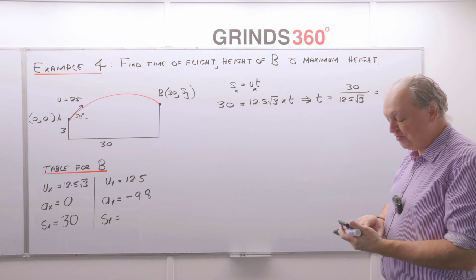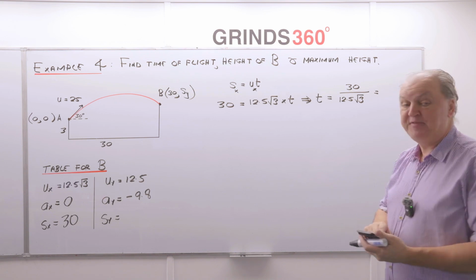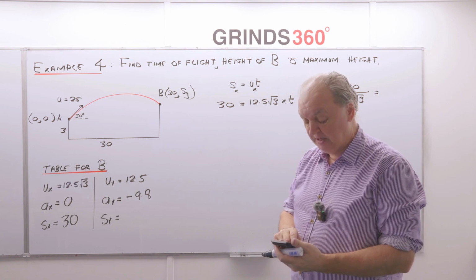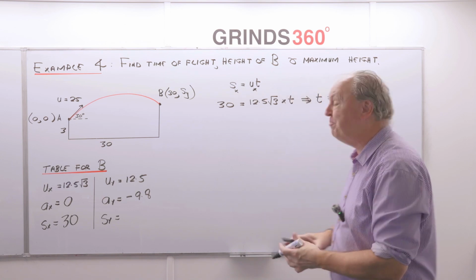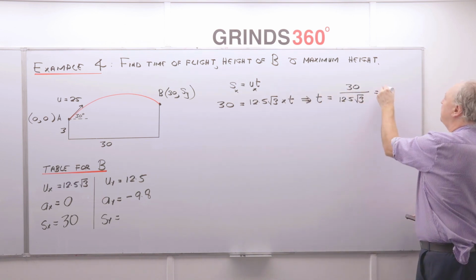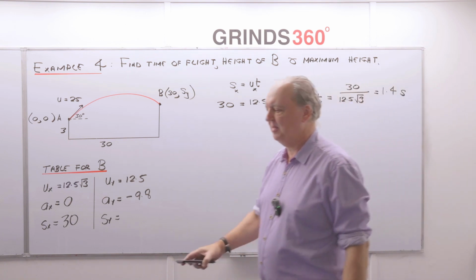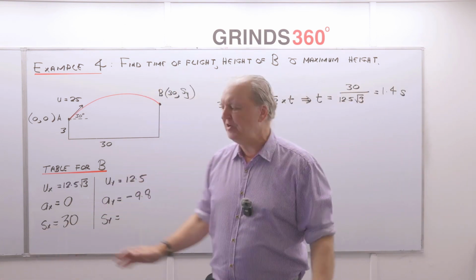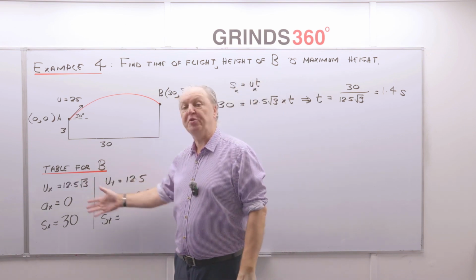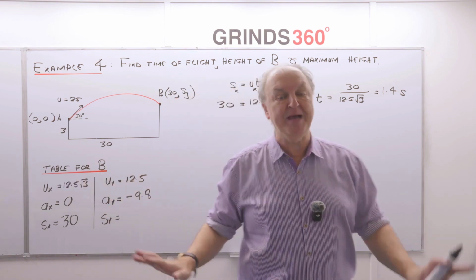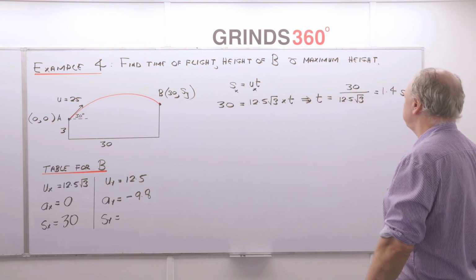And I get 4 root 3 on 5. You can leave that in surd form if you want. Let me turn it into a decimal. So I get 1.385, say 1.4 seconds. So the time of flight is 1.4 seconds. That time, of course, is shared between both sides of the table, the x direction and the y direction. Time has no dimensions in the x and y directions.